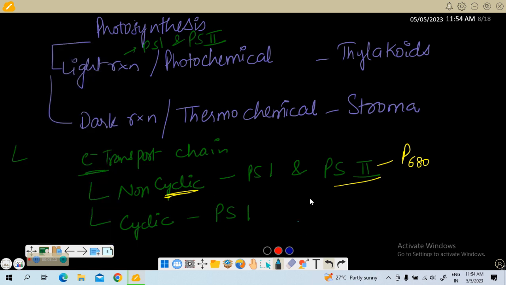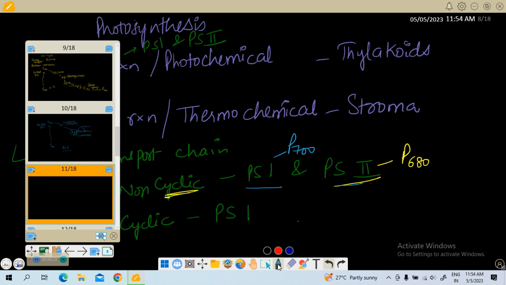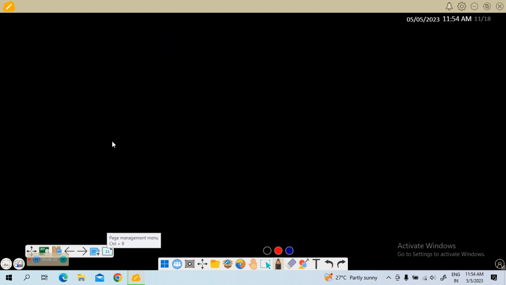You remember in non-cyclic, both photosystems are there, PS1 and PS2. PS2 is P680 and PS1 is P700. So this was about non-cyclic, and coming to cyclic electron transport pathway. Cyclic electron transport occurs only occasionally when synthesis of carbohydrate is curtailed due to limited supply of CO2 and NADP starts accumulating. So at this time there would be no need for additional NADPH. So cyclic electron transport serves the purpose of more production of ATP when needed by the chloroplast. So this is done by PS1, right?